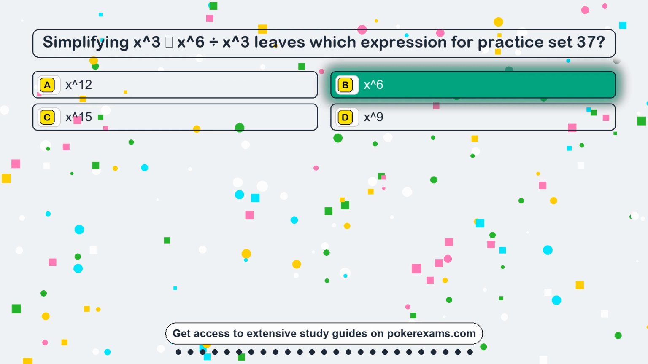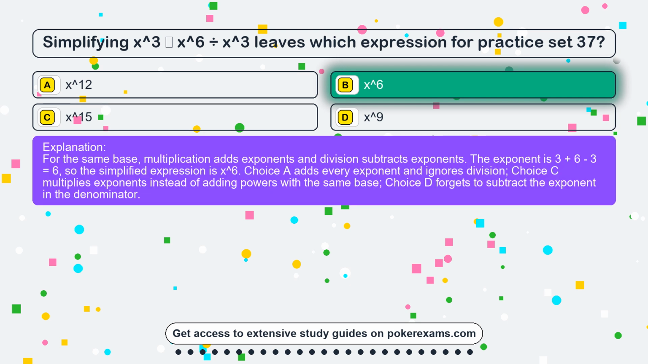The correct answer is option B, x^6. For the same base, multiplication adds exponents and division subtracts exponents. The exponent is 3 plus 6 minus 3 equals 6, so the simplified expression is x^6. Choice A adds every exponent and ignores division, choice C multiplies exponents instead of adding powers with the same base, choice D forgets to subtract the exponent in the denominator.